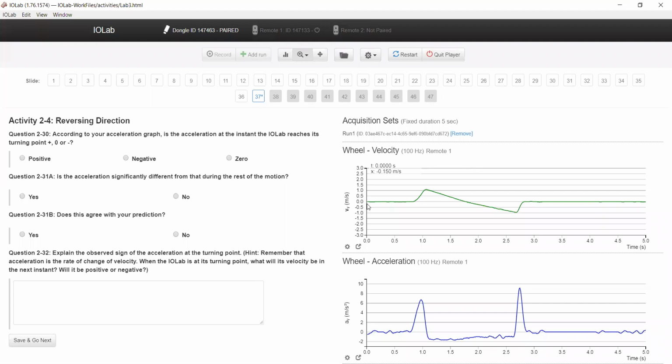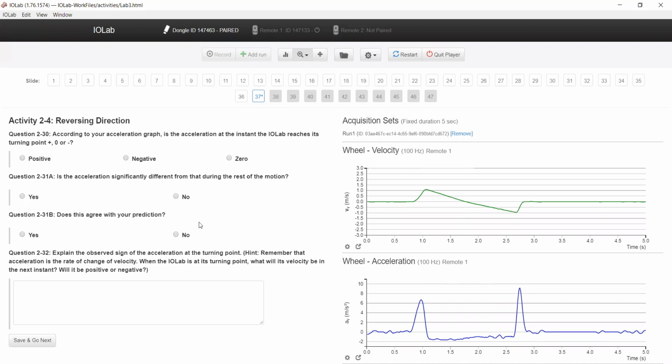Okay, in the next slide, I think we have to do the analysis by looking at the graph. According to your acceleration graph, is the acceleration at the instant of the turning point positive? That is our turning point, when the velocity is zero, when it stops. So is it positive, negative, or zero? You can go ahead and answer. Is it significantly different from that during the rest of the motion? So is it different here? It seems constant.